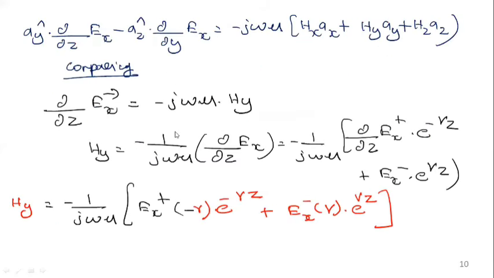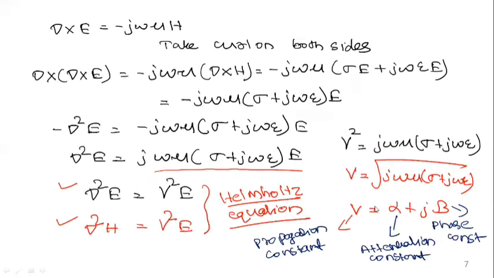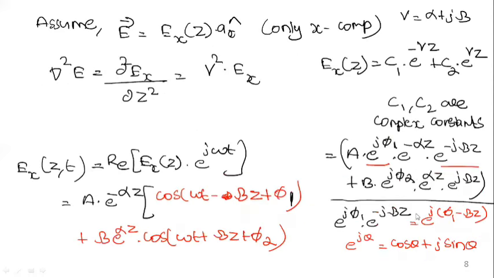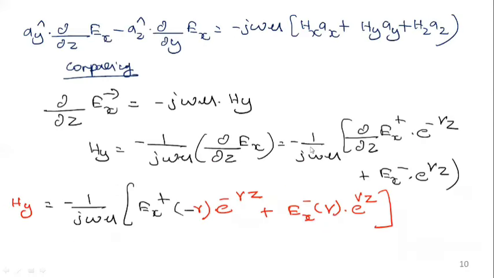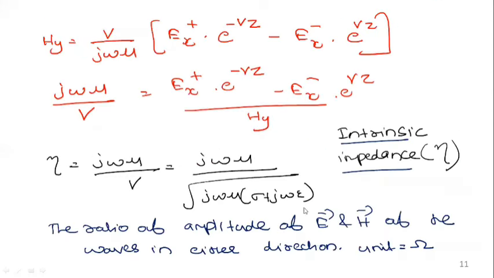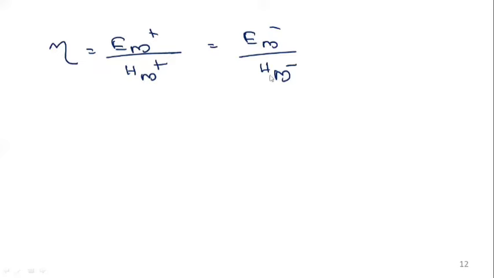Just derive it up to gamma. Up to this much is very important. Up to gamma you should reach. That is, you should reach the wave equation, the Helmholtz equation, in terms of sigma, that is for a conducting material. For free space, sigma will be 0. That thing you should write. Up to here you can write. Then you can directly write intrinsic impedance, which is the ratio of amplitude of E and H in the same direction. So it will be Em plus by Hm plus as well as Em minus by Hm minus.